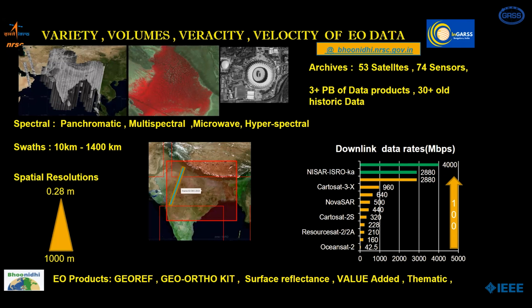And we have satellites of different resolutions from 0.28 meters to about 1000 meters. We have swaths from 10 kilometers to 1400 kilometers. And we have a variety of products: georeferenced, geo-orthokit, surface reflectance, orthorectified, and value-added thematic products. So this is the variety of products which ISRO is disseminating through our portal called Bhoonidhi.